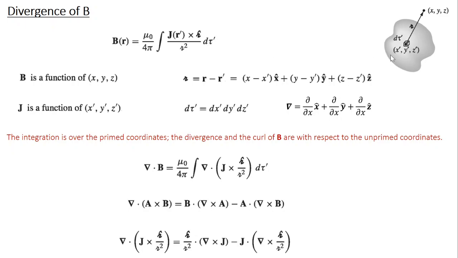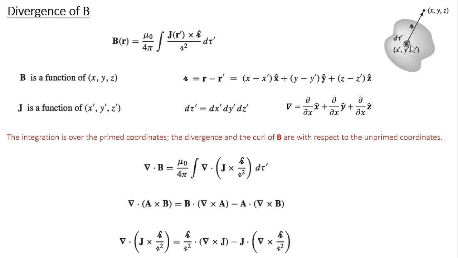As I said in the previous class, the source element is characterized by r prime vector, and the reference point is characterized by the r vector, and the distance between these two is characterized by the displacement r vector. So let's be thorough with the notations involved here. Since we are calculating the magnetic field at a reference point where the position vector is given by the r vector, we can say that magnetic field is always a function of r or x, y, z.